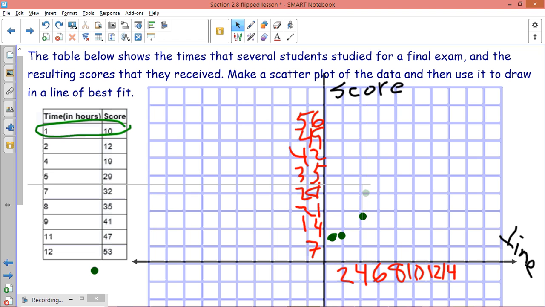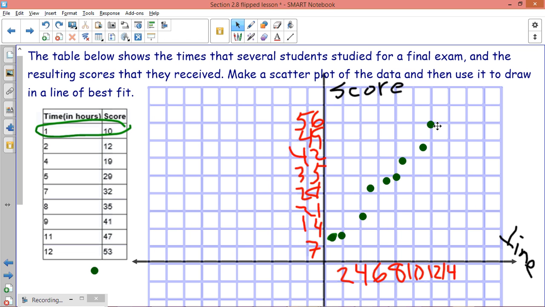Okay, we go over to 5 hours, and we have 29. So 5 hours is a big jump, goes up to about 29. That's right about there. 7, somebody who studied for 7 hours got 32. So I'll go over to 7, and then up to 32. That's right about there. Someone who studied for 8 hours got a 35. So 8, 35. That's right about there. Someone who studied for 9 hours got a 41. About there. Someone who studied for 11 hours got a 47. Right about there. And someone who studied for 12 hours got a 53.